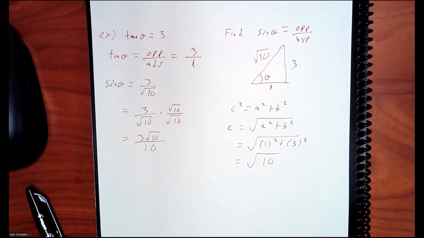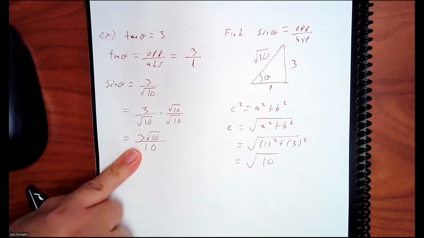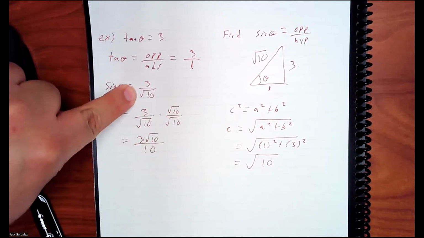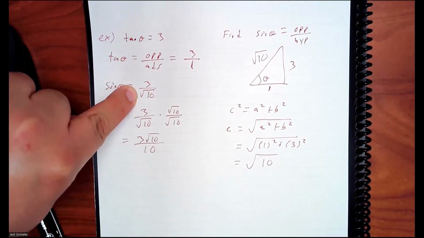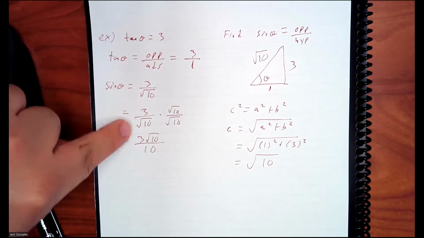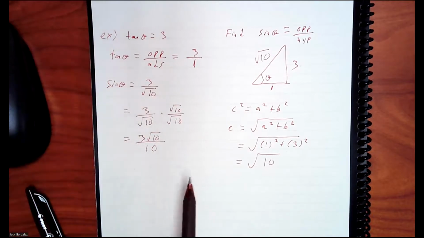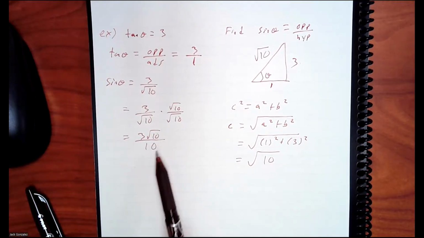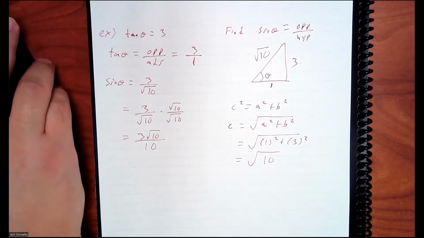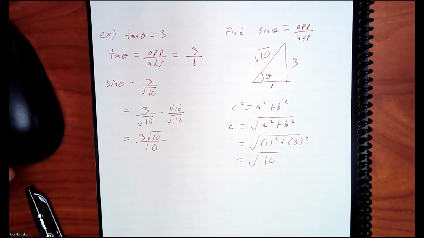But the multiple choice is going to have this one. They're not going to have this guy. So if you stop here, don't think you're wrong. They simplified further. I'll accept this if you show your work. I won't take off points if you don't get to here. Just make sure you show your steps and you'll be good.